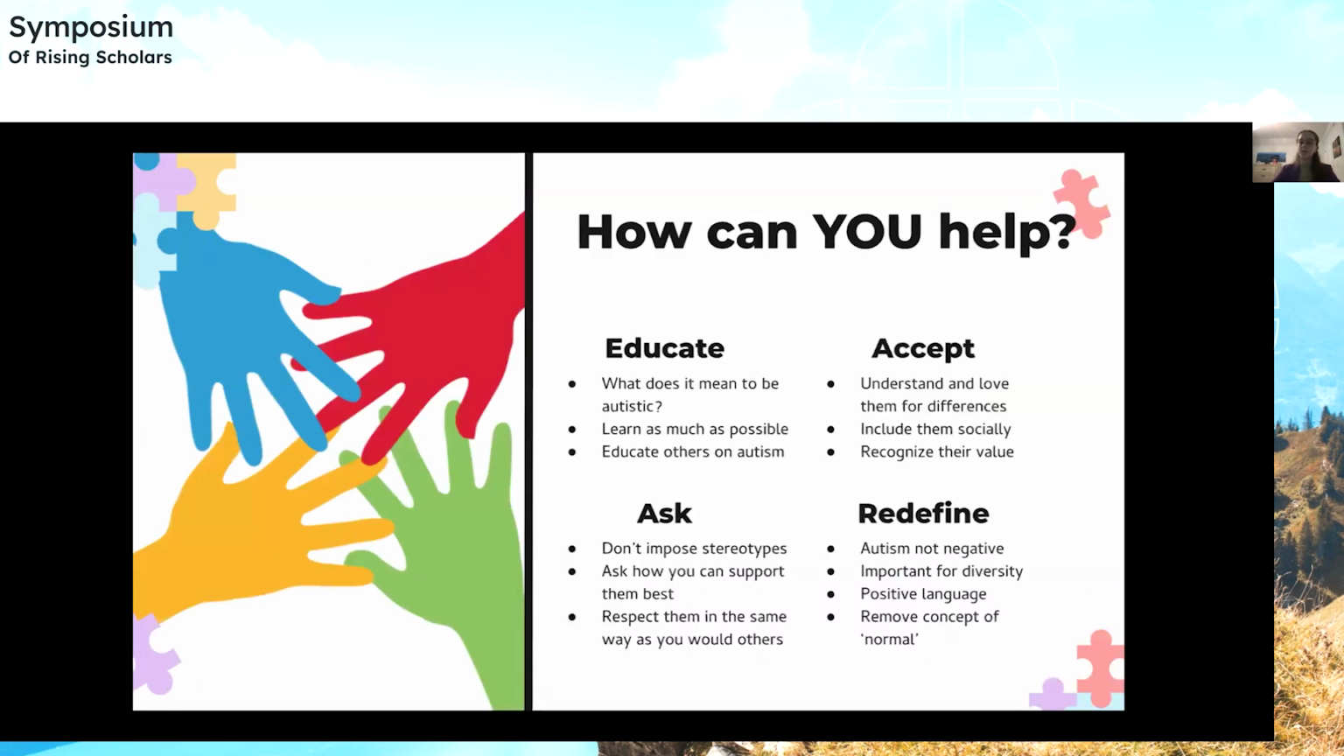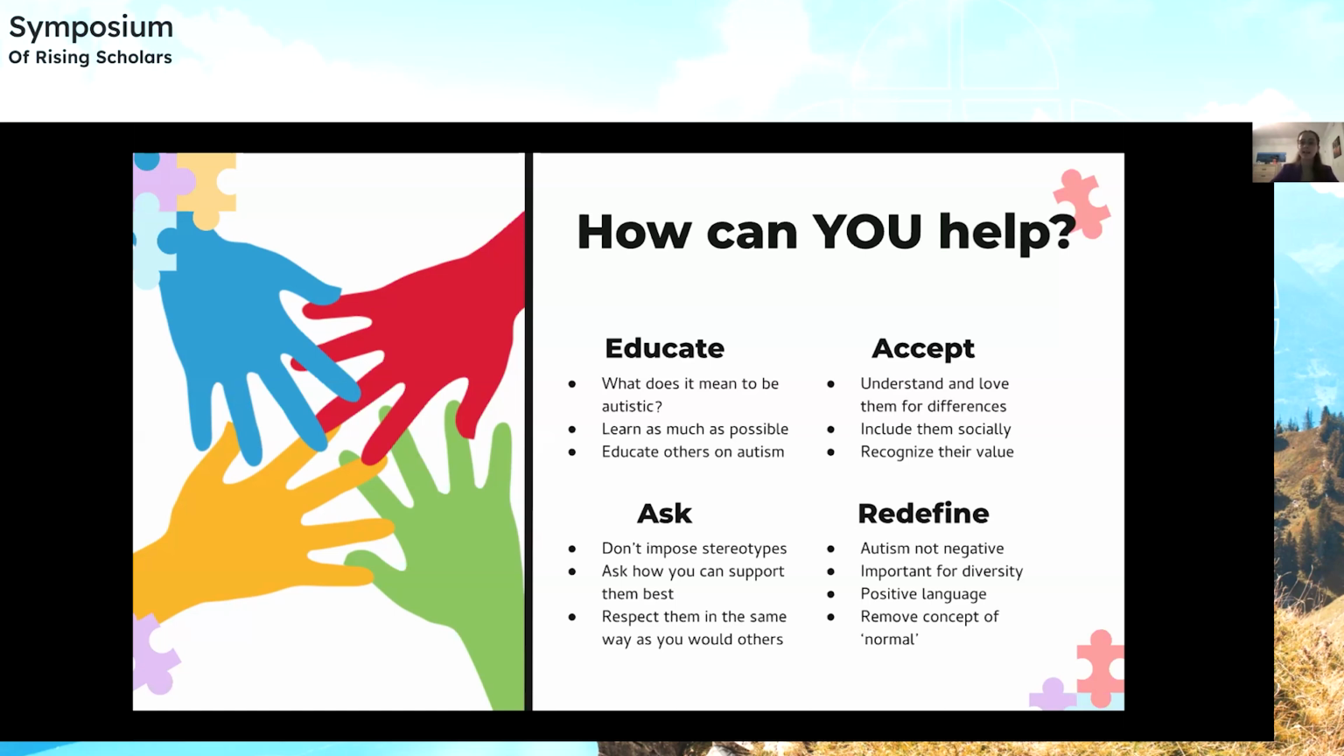So, how can you help? First, educate yourself. What does it mean to be autistic? Surround yourself with autistic people or people who know what an autistic experience feels like, and that's the best way that you can really understand the autistic population. Next, accept. Accept and love autistic people exactly the way they are because they have benefits to society just like any other human being. Ask. Don't impose stereotypes because every autistic person is different and has different support needs.